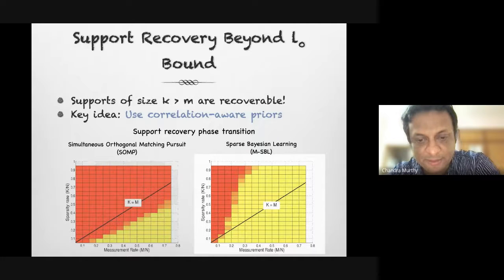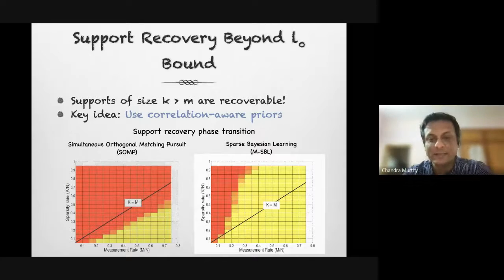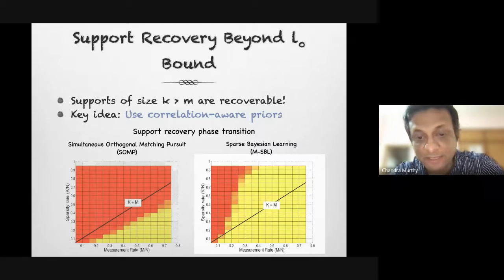and red indicates that the algorithm fails. So for instance, if you take the case where m over n is small, if m over n is 0.1, it means that m is much less than n, it's only 10% of n. And if the sparsity rate k over n is, let's say, 0.5, it means that half the entries in each sparse vector are non-zero. And you can see both the algorithms are red in that regime. You cannot recover dense vectors from very few measurements.